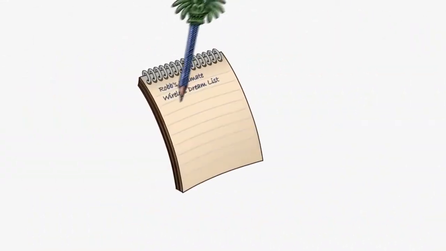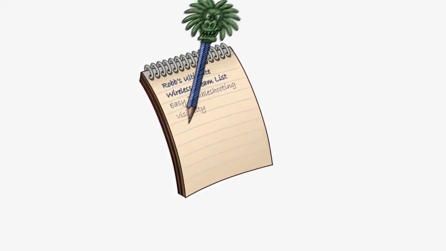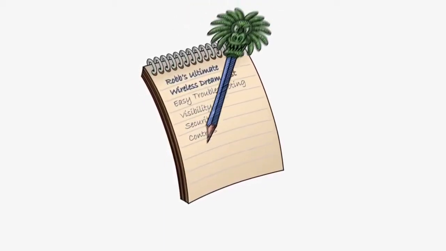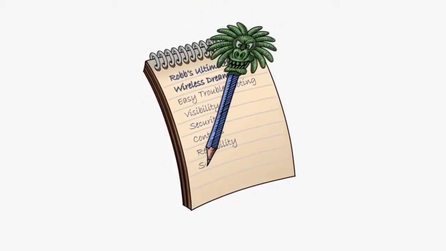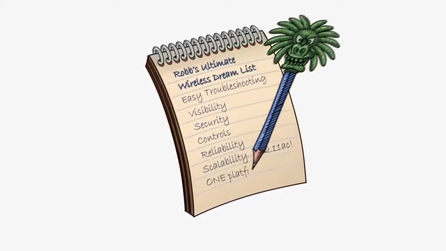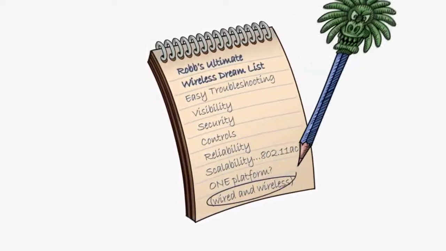I mean, most wireless deployments require tunnels or other design features that mask the detail needed for this kind of control. I mean, to have QoS on a LAN switch, maybe it should just be a LAN switch. Yeah, that's an idea. Stay with me here. So what would that look like? How about, okay, easy troubleshooting and visibility, consistent security and controls, reliable, redundant, has to scale, of course, and we gotta have one platform for both wired and wireless.